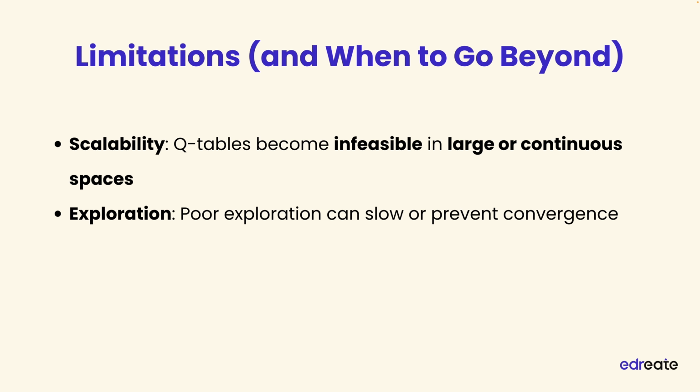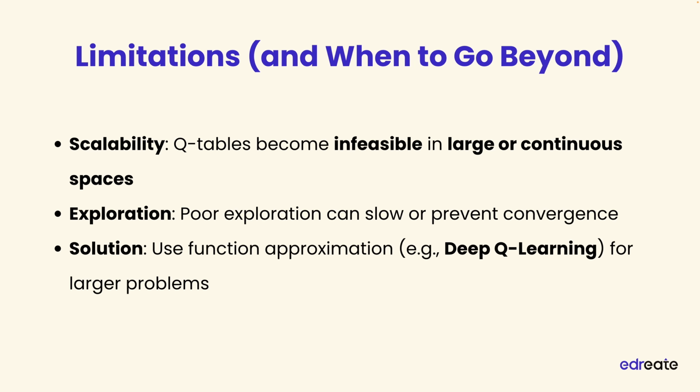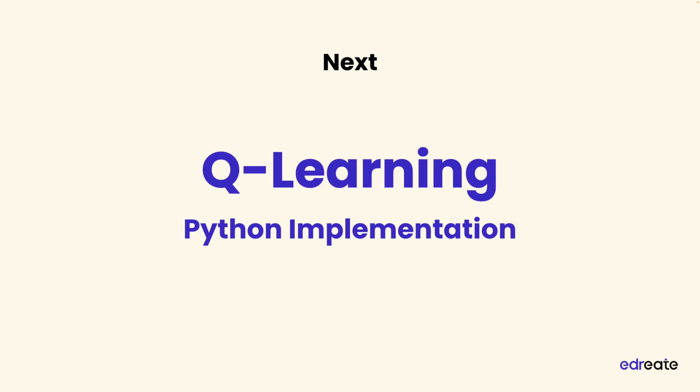Second, it has poor exploration and can slow down or prevent convergence, especially in big environments. The solution would be to use a deep neural network instead of a Q table. Deep neural networks are very good function approximators. And actually, using a deep neural network instead of a Q table makes this algorithm even more powerful. We will explore deep Q-learning very soon. Next, we'll implement this Q-learning algorithm in Python and solve a grid world.